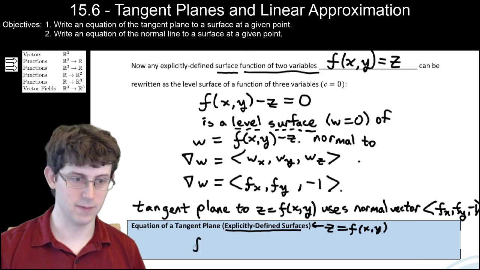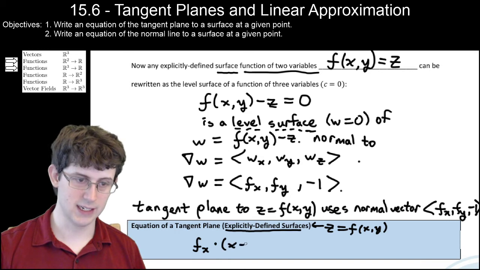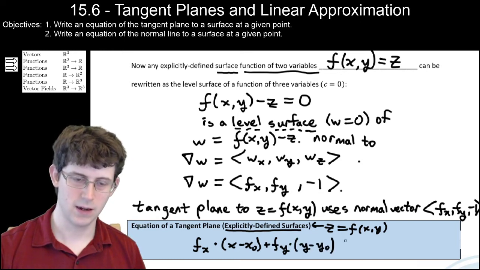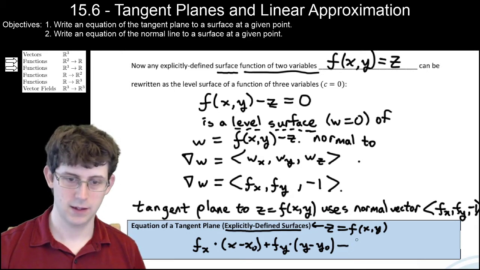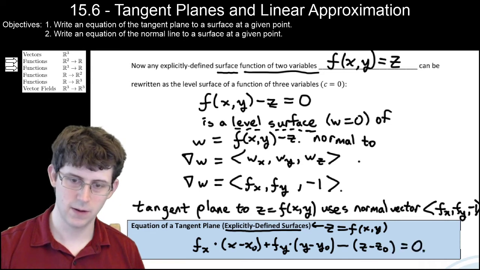So you get fx times x minus x0, plus fy times y minus y0, minus, because I'm going to have minus 1, z minus z0, all equals 0.